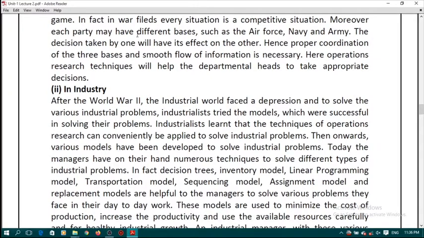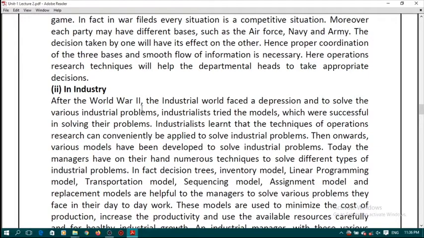The decision taken by one will have its effect on the other. Hence, proper coordination of the three bases and smooth flow of information is necessary. Here, operation research techniques will help the department heads to take appropriate decisions.